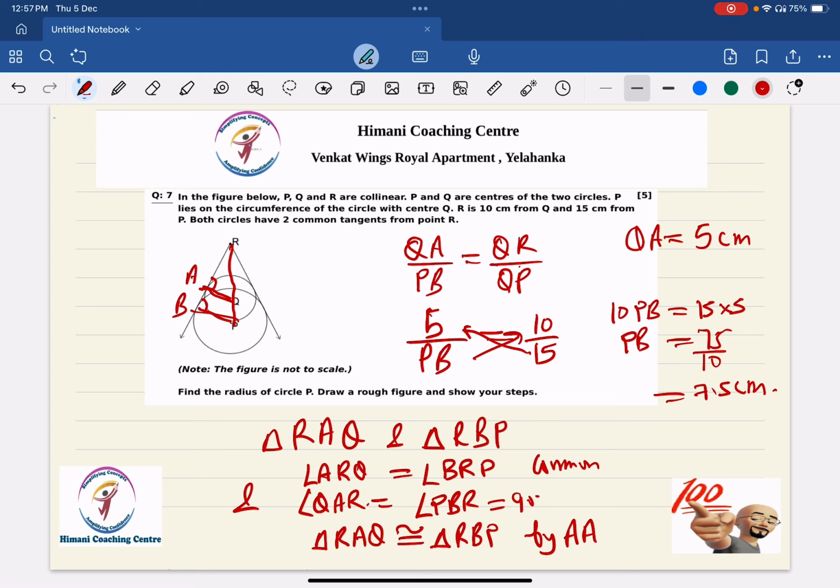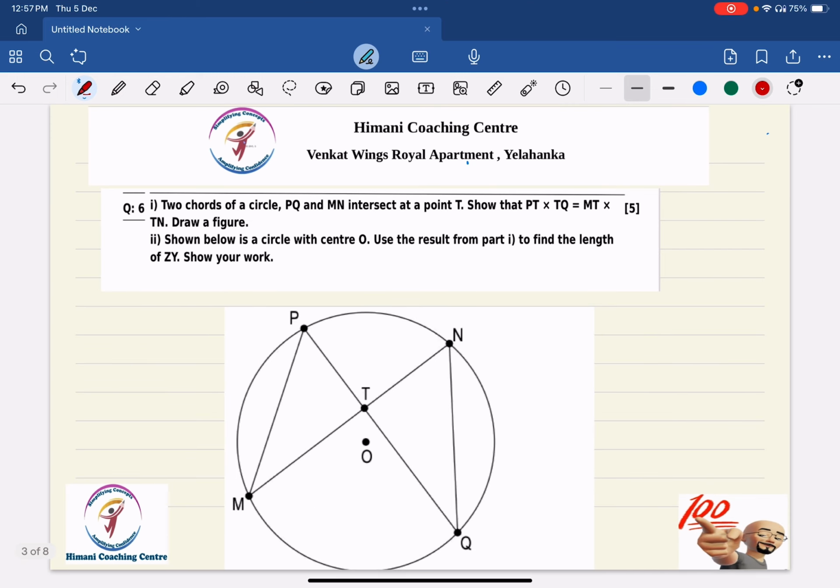If you notice, you are asked a question in which your knowledge of circles is also tested. It's a question from triangles, but we are using properties of circles as well. Now let us move to the next question.